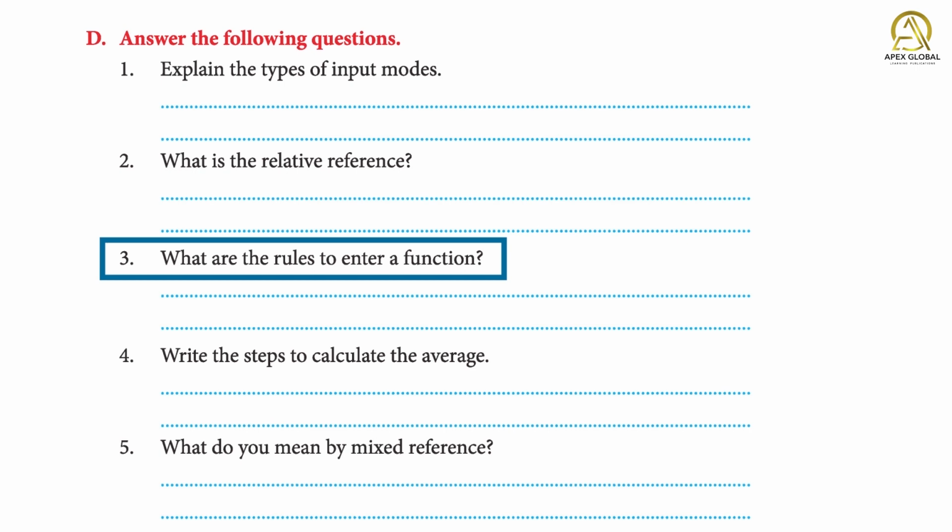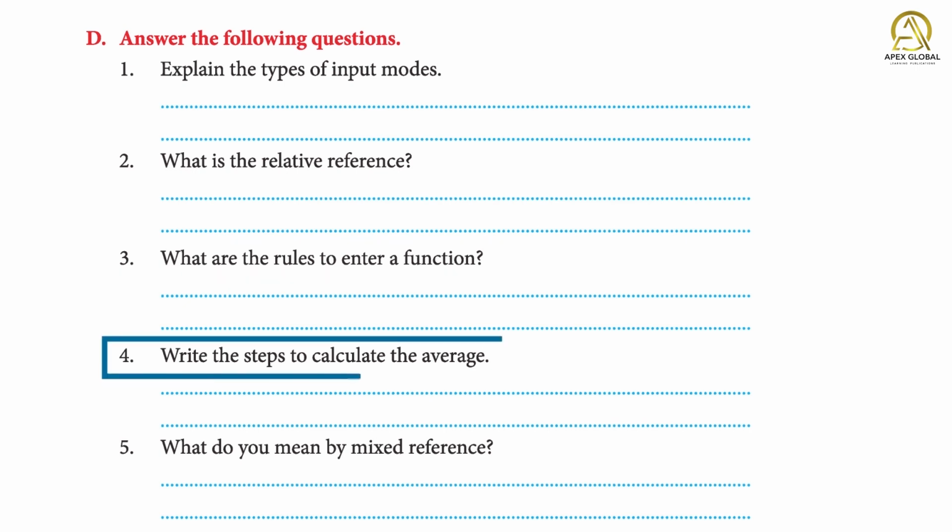A. All Excel functions must begin with an equal sign. B. The function name must be a valid Excel name. C. Open and close parentheses must be placed after the function name. D. Arguments must be enclosed in parentheses.